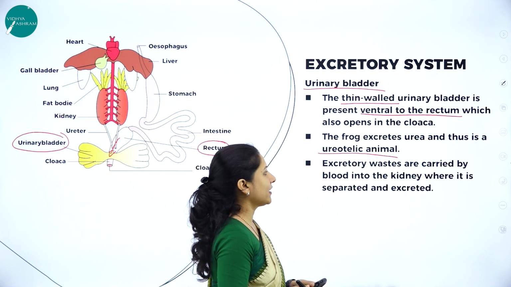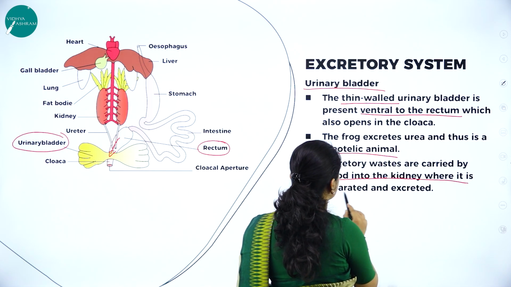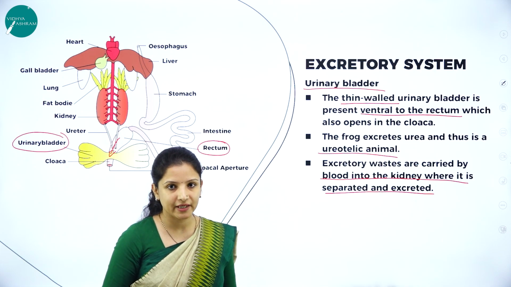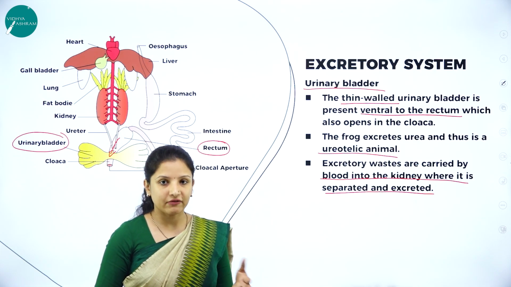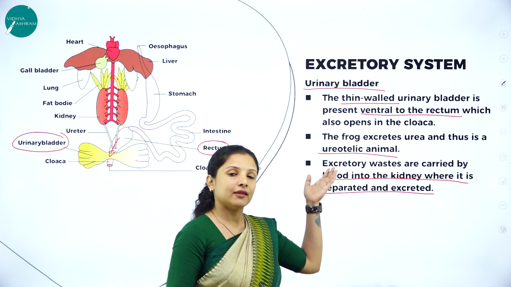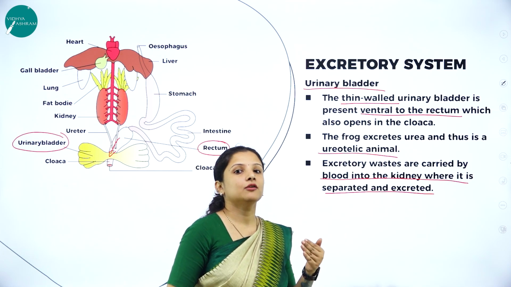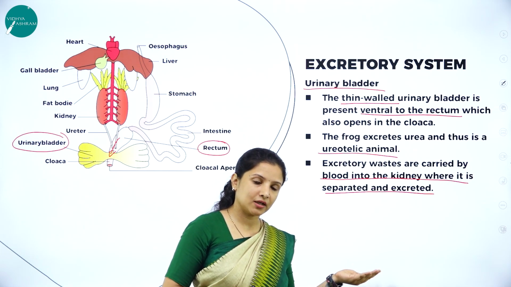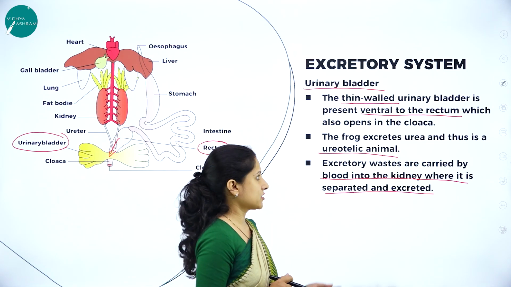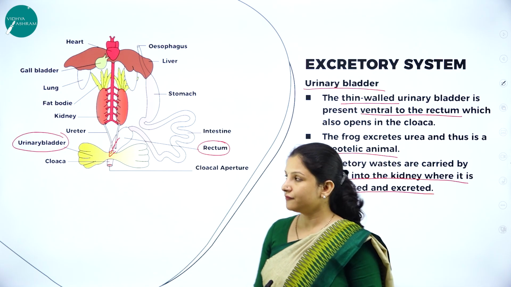Excretory wastes are carried by the blood into the kidney, where they are separated and excreted. So it gets filtered, separation takes place with the help of the nephrons, the excretory units, and then it gets passed to the ureter, then into the cloaca, then into the urinary bladder, then back into the cloaca and comes out through the cloacal aperture. So this is how the entire excretory process occurs in a frog.